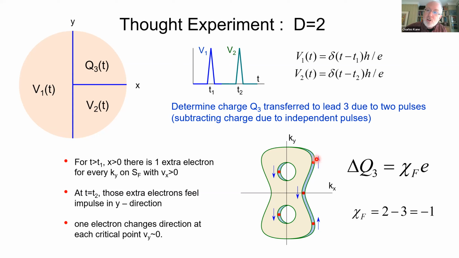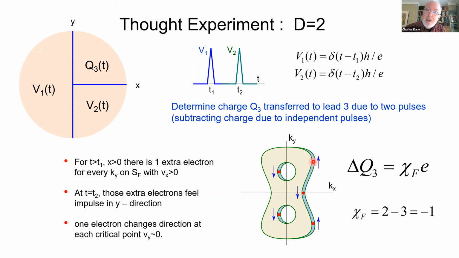Okay. And so which electrons are going to change the direction? So most of the electrons aren't. If I have the electrons that are sitting here where my pointer is, those electrons are definitely going to go into the third lead, whether I apply the second pulse or not. These electrons are definitely not going to go into the third lead, irrespective of whether I apply the pulse. It's only the electrons that are close, where the velocity of the electrons is basically going in the X direction, that are going to change their mind.